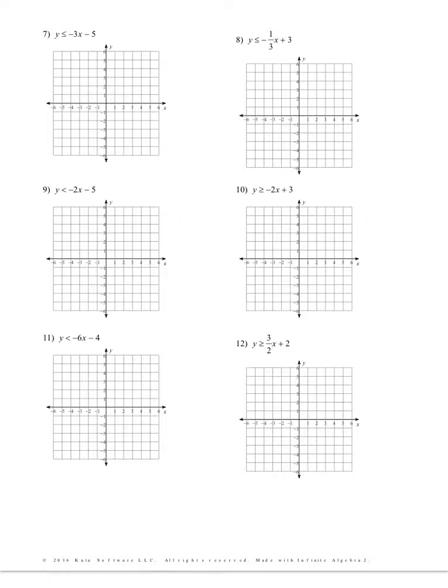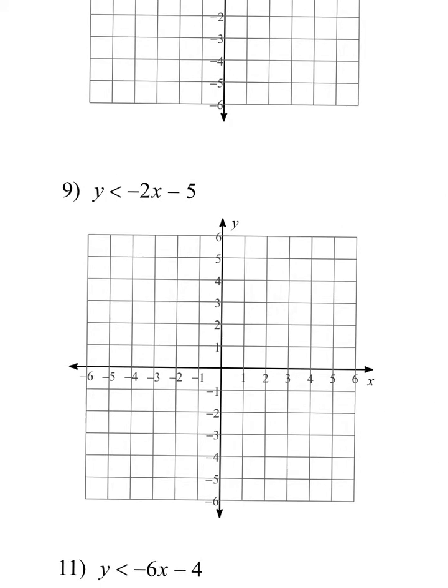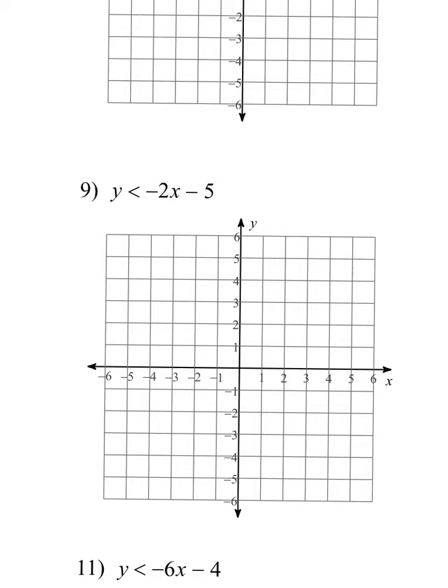So let's go back, and we are going to go to number 9. So let's look at number 9 here. Okay, y is less than negative 2x minus 5. That's in slope-intercept form. We might want to put our negative 2 over 1 for our slope.